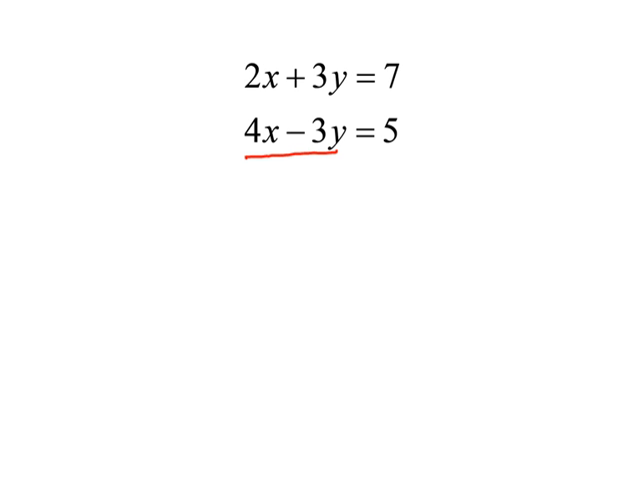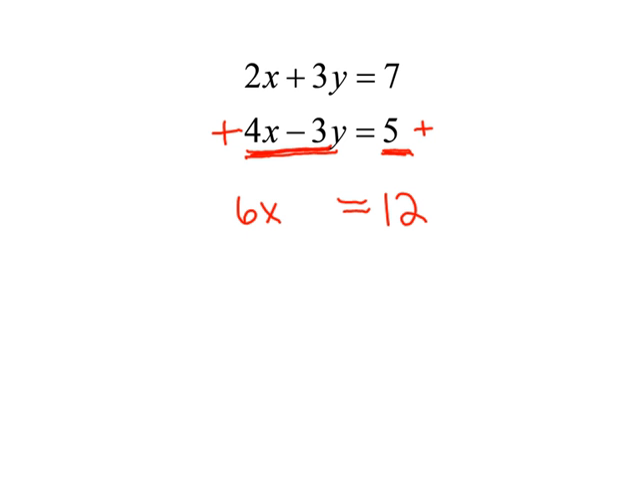Well, we know that this is the same as 5. So I'm going to add this to the left side of my equation and the 5 to the right side of my equation. So I'm going to add 2x plus 3y to 4x minus 3y, and I'm going to add 7 to 5. When I do that, I combine like terms, and 2x plus 4x gives me 6x. 3y minus 3y gives me 0, and 7 plus 5 gives me 12.